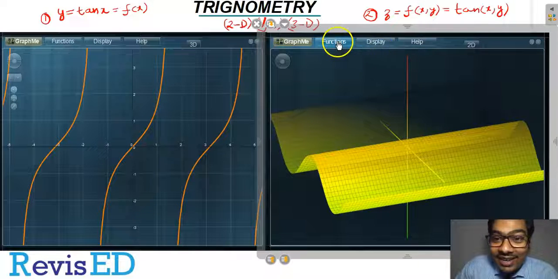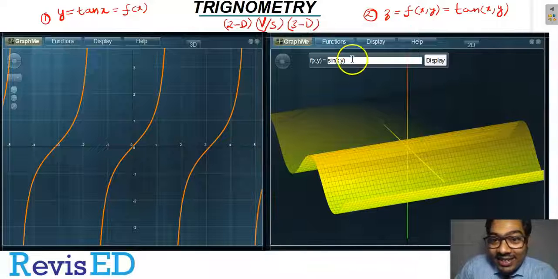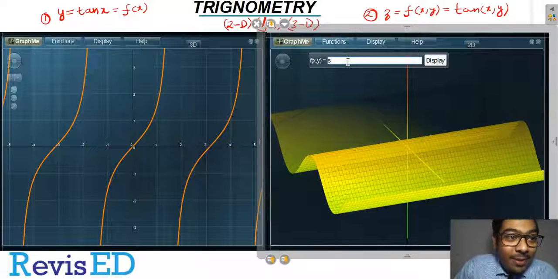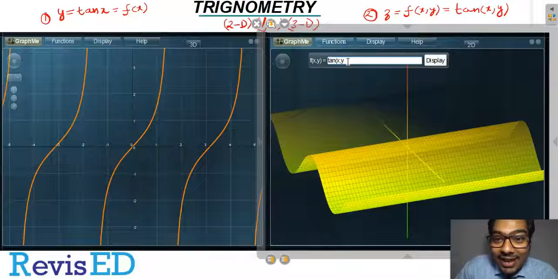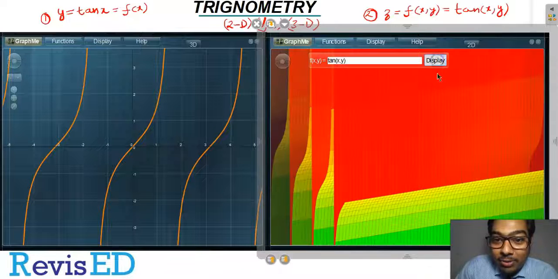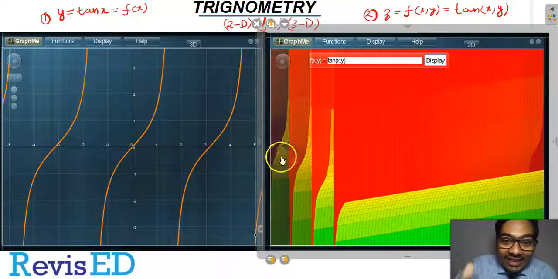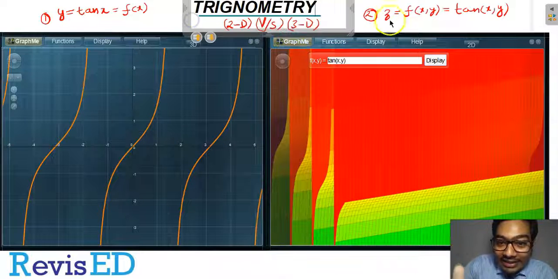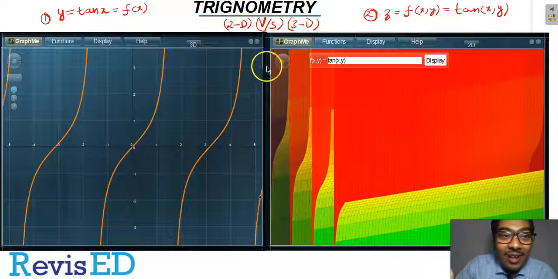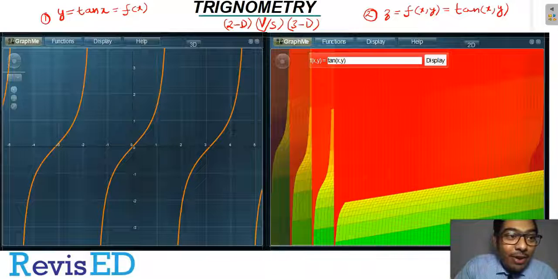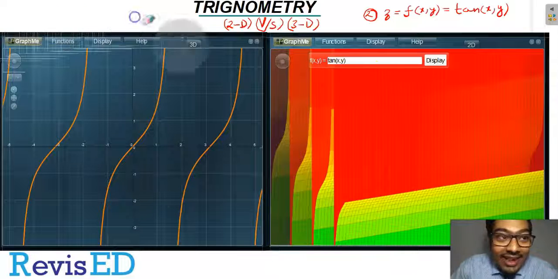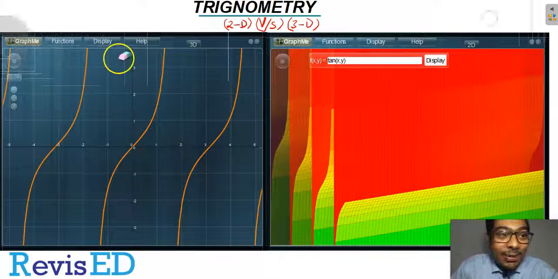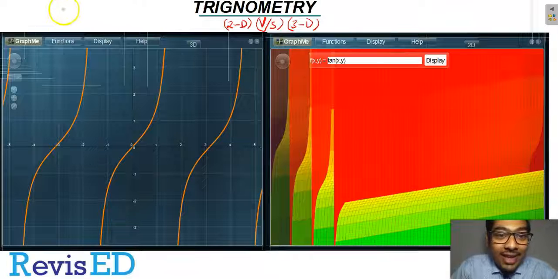Let us understand. Let us write tan of x comma y, and put on the display option. Okay, can you see, this is my plane. This is covering the entire surface. So this surface is our 3D graph of tan x. This is the beauty of drawing the graph and then comparing how they look in a 3-dimensional and a 2-dimensional space.